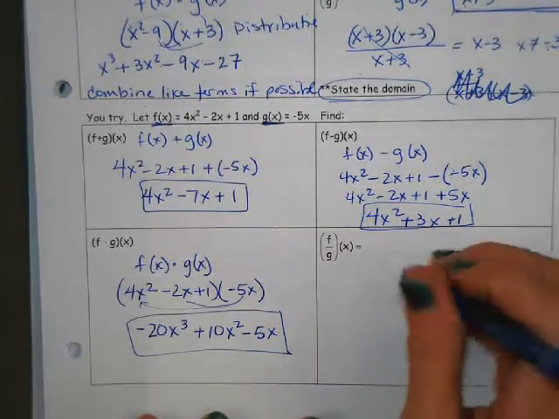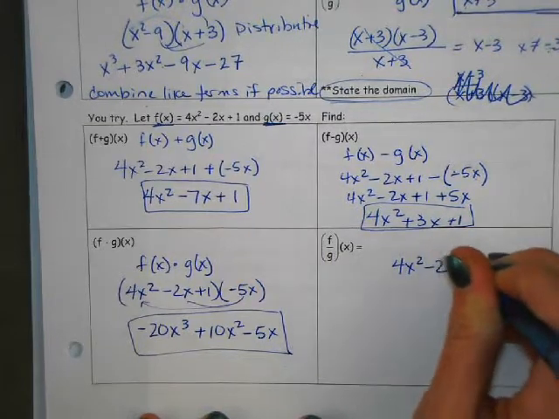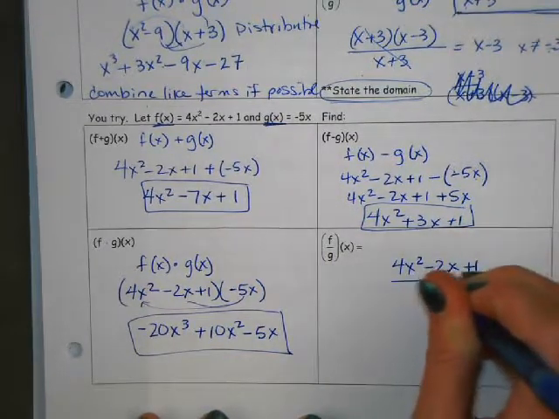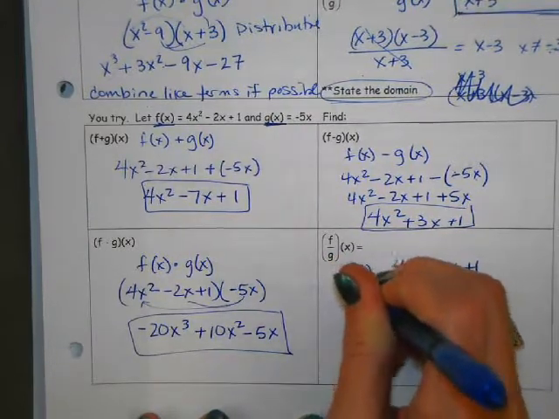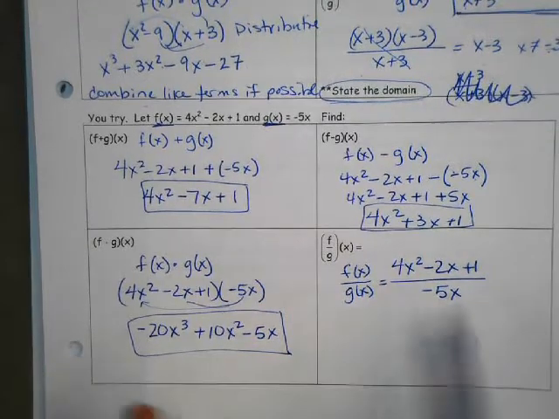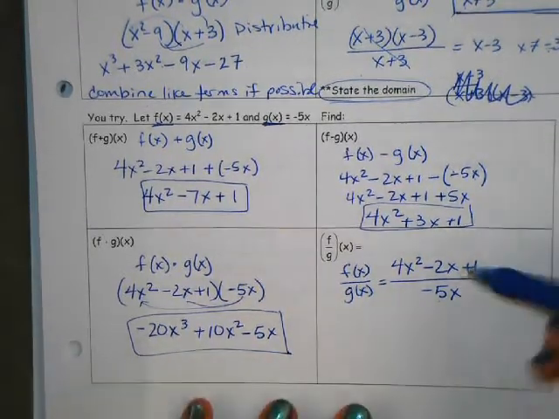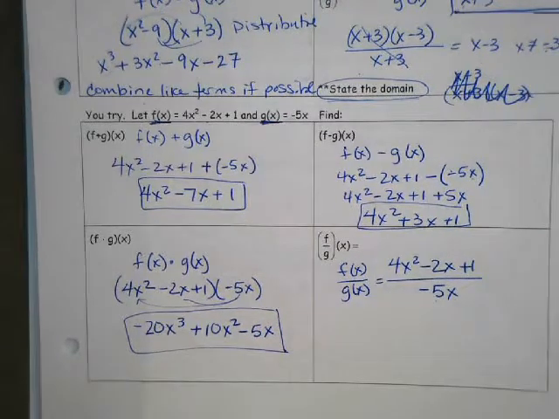And then division is going to be my 4x squared minus 2x plus 1, and that's divided by my negative 5x. So that's the f of x divided by my g of x. If I'm able to cancel out, I could try. I don't have anything I could cancel out of these. There's not x's in both. If I factor them, it wouldn't work.